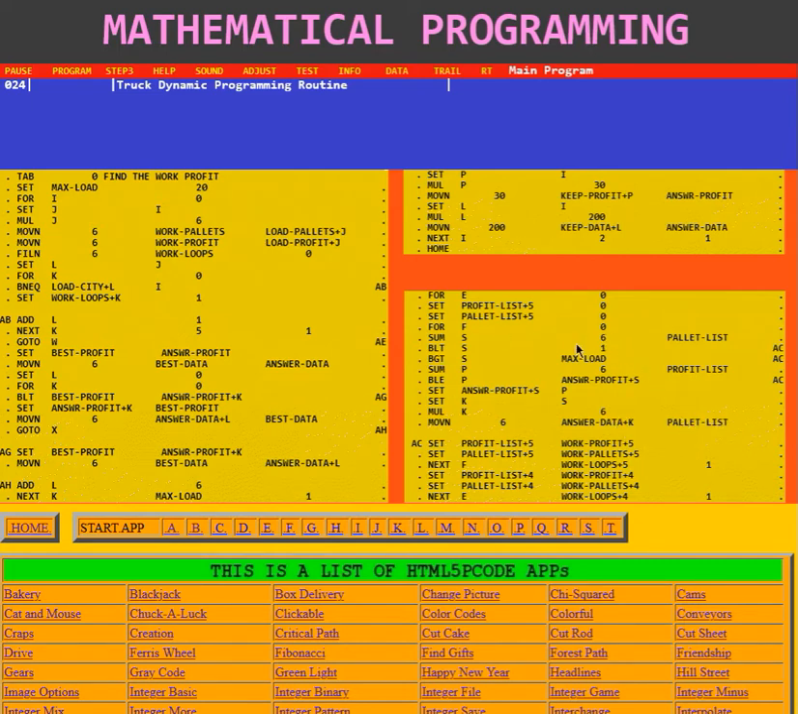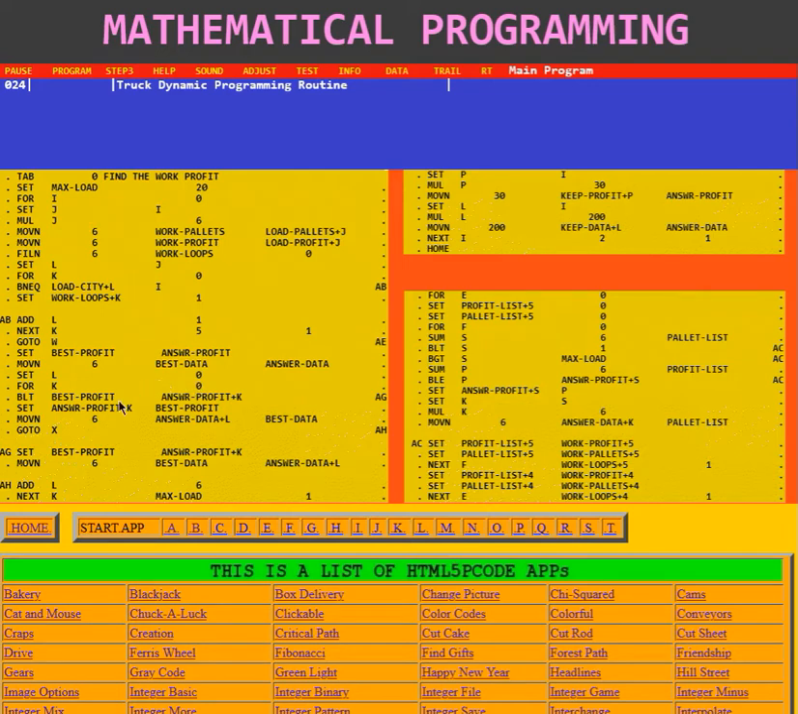All right, this is part of the subroutine referred to over here. So it's going to be going around this loop 3 times. It's going to do this for each one of the cities. Next, it sets the best profit to the answer profit. That's what it got over here. And moves the 6 values of answer data. Remember, that's when it saved the pallets of answer data to best data.